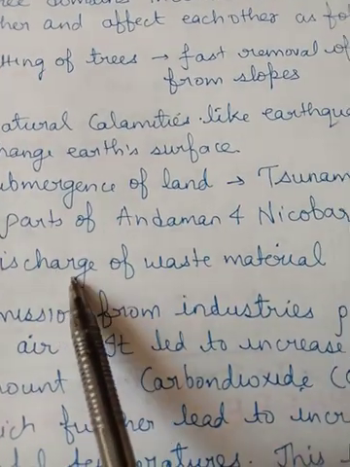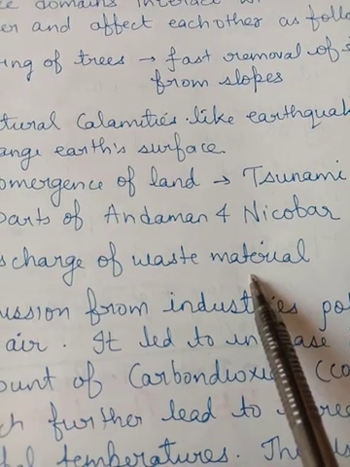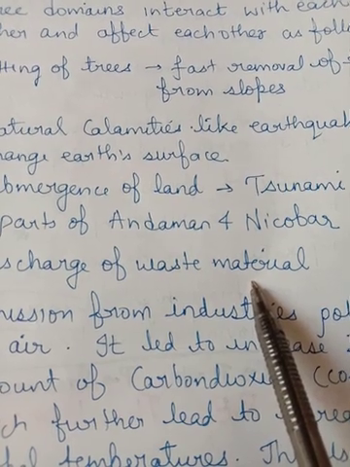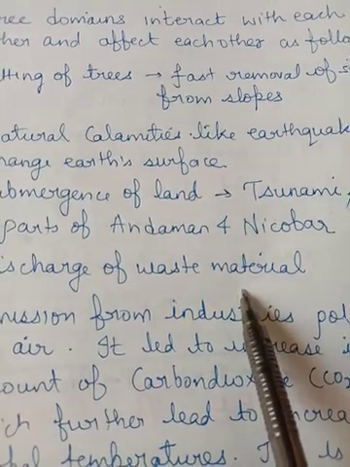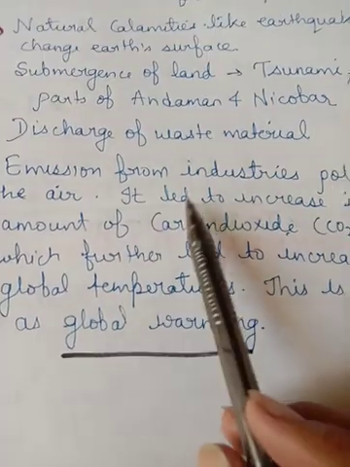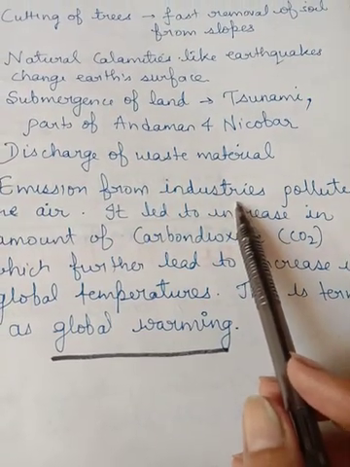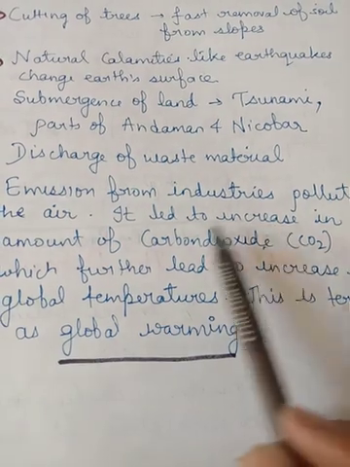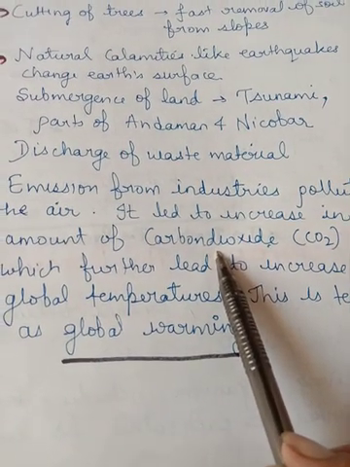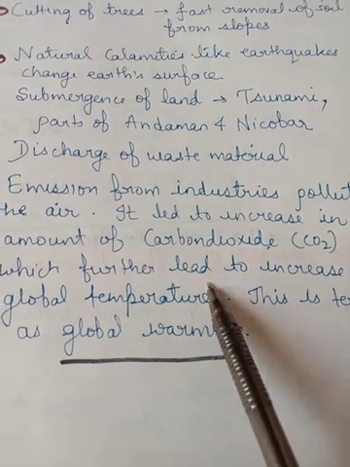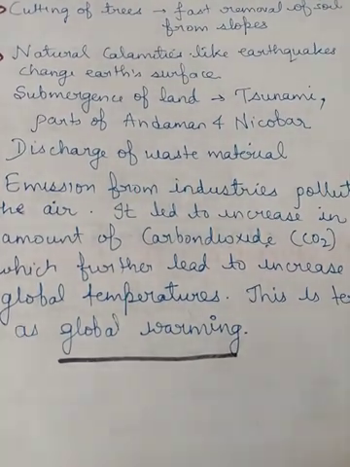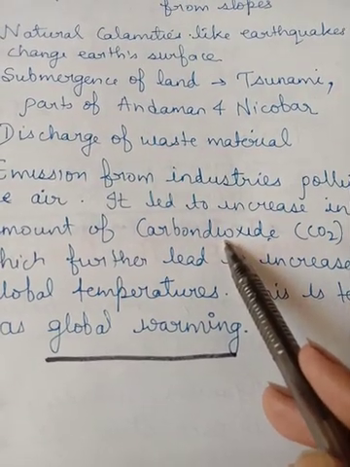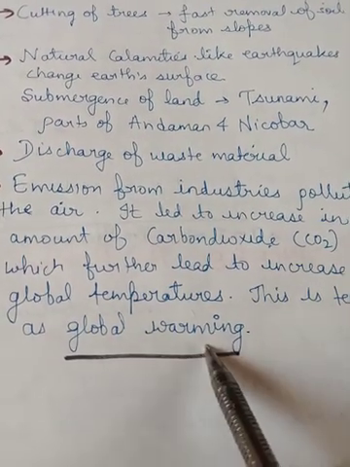Now next one is discharge of waste material. When we discharge waste material into rivers and lakes, what happens? It will affect other forms of life. It will also pollute the water. Next one is emission from industries. अब जो industries हैं they pollute the air. इसकी वजह से क्या होता है? It leads to an increase in the amount of carbon dioxide. जो कार्बन डाइऑक्साइड की क्वांटिटी है वो बढ़ जाएगी. I have already told you that it helps in keeping the earth warm. So temperature will naturally increase if there is an increase in carbon dioxide. So it will lead to global warming.